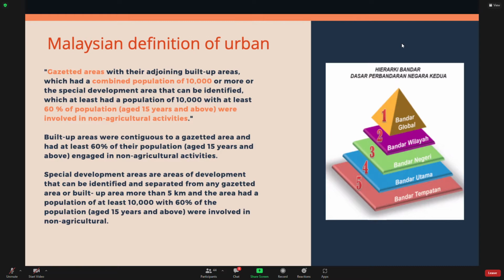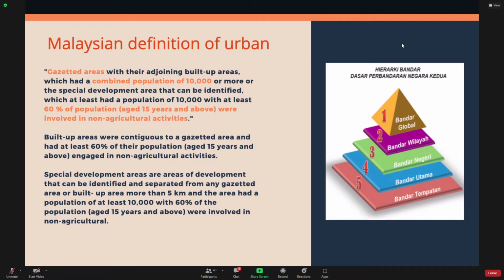And then spatial development areas, it's the same definition, same requirement with the gazetted areas. Spatial development areas, in an urban setting, for example, Cyberjaya. We can consider Cyberjaya a special development area because Cyberjaya was developed to become a global technology hub.